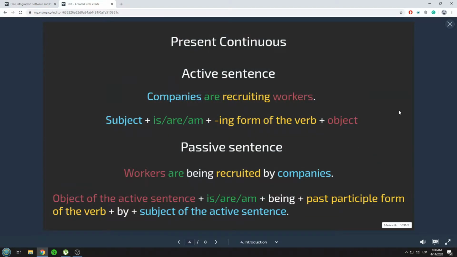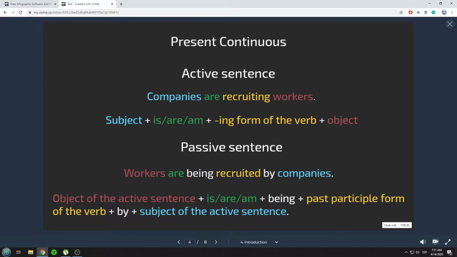The passive voice is going to be affected by the tense. In this case, I am going to explain the present continuous in the passive voice. In order for us to make a passive sentence, we need to have an active sentence. An active sentence is a regular sentence. It has a subject, a verb to be, the ing form of the verb, and an object. Remember, this is present continuous.